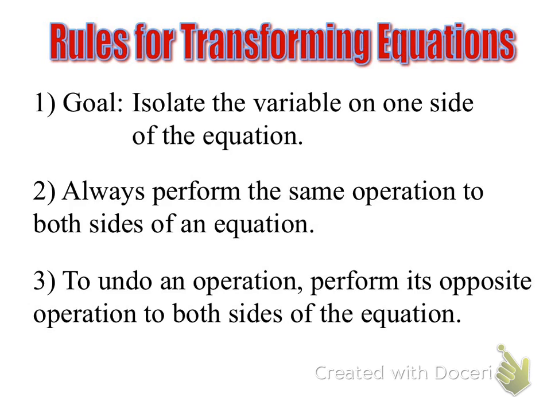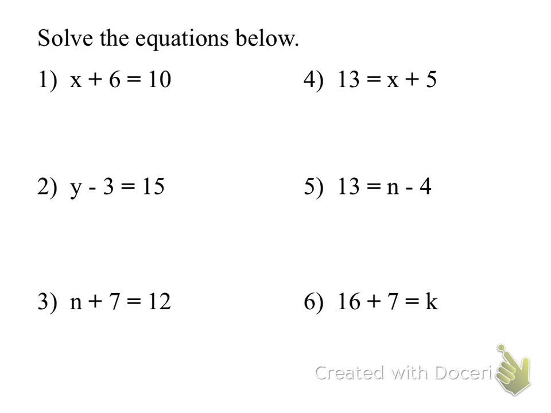Number 1, I say isolate. Number 2, same operation, both sides. And number 3, I write opposite operation. Undo, with an arrow to opposite operation. Now, I want you to leave space for 4 and 5, but we're going to move on and do some practice problems. So skip a couple lines. Pause the recording and finish your notes.